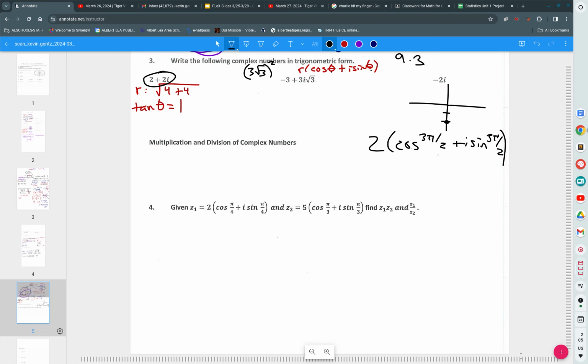Now, by the time class is over, which is just about 7 minutes, my guess is you could probably get through almost the whole first page. All you're doing is plotting the number and then finding the modulus or the absolute value. If you go to the back side, there is where you are placing them into trigonometric form.